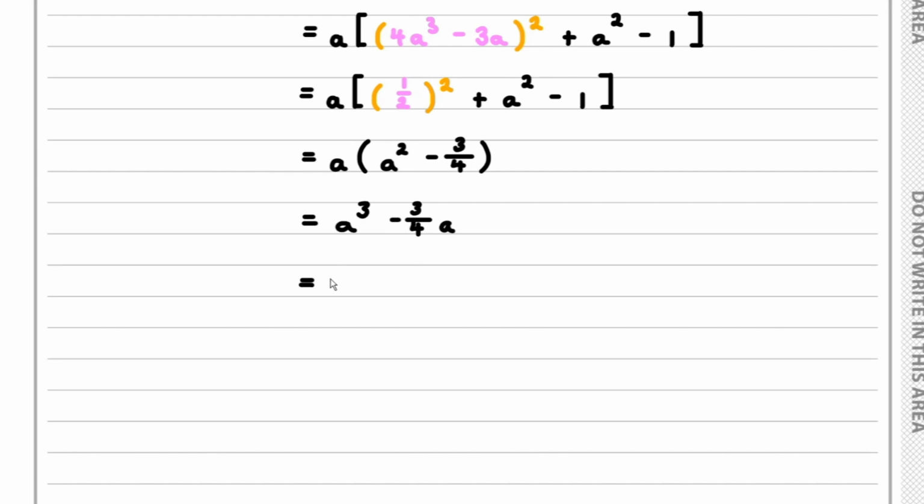And if I factorise out a 1/4, we have 1/4 multiplied by 4a cubed subtract 3a. And we know that 4a cubed subtract 3a is 1/2. So we've got 1/4 times 1/2, which is equal to 1/8. And that is the result of cos of 20 times cos of 40 times cos of 80.